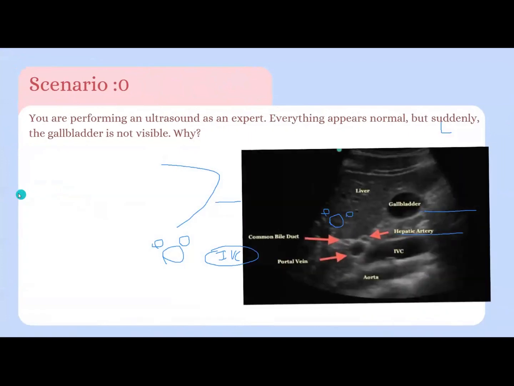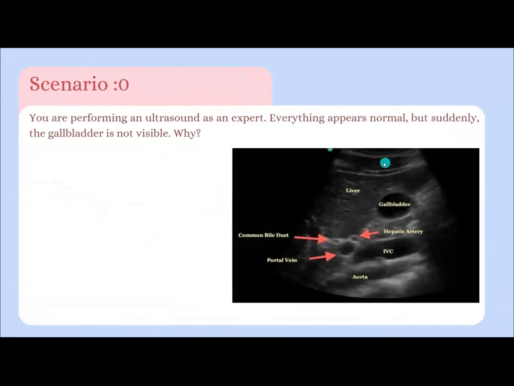Now, I have a question and I want you to answer it. It's a really short answer, okay? Let's say you are performing an ultrasound. Everything appears normal, but you cannot find the gallbladder. Why is that? Contracted. Okay, nice. So it's contracted, it's empty, exactly.